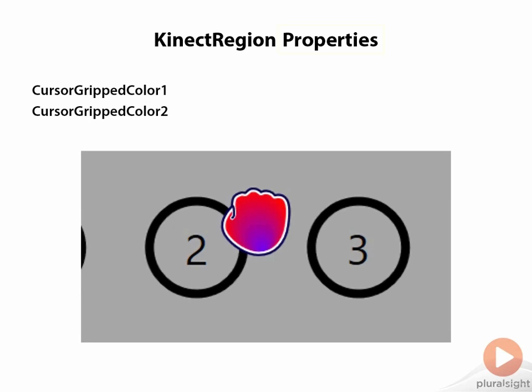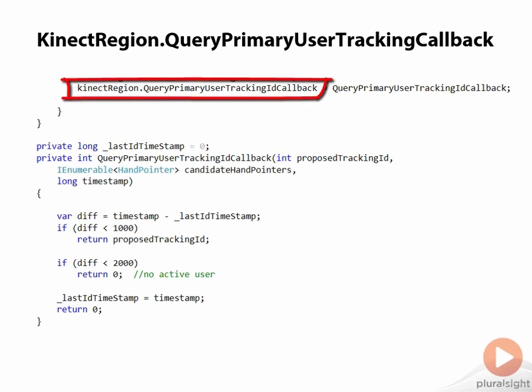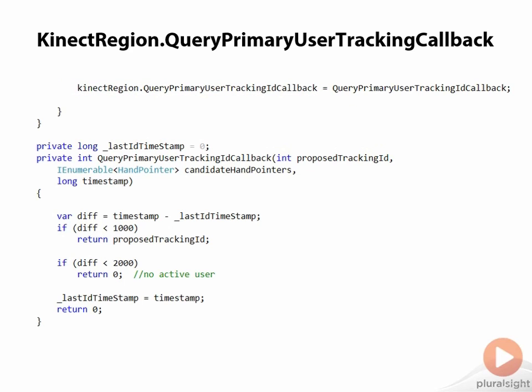The last property I can discuss here doesn't have anything to do with the visual representation of the cursor. It is actually a way to override the built-in algorithm that decides which user has control. It is implemented as a very simple callback system. You provide a callback method with a predefined signature to the QueryPrimaryUserTrackingCallback property of the Kinect region control, and this method will be called for every interaction frame.